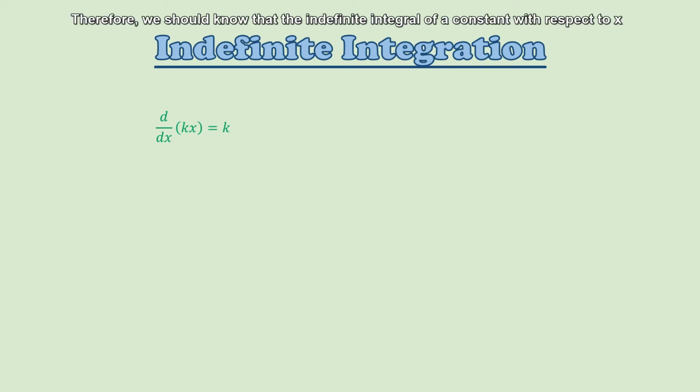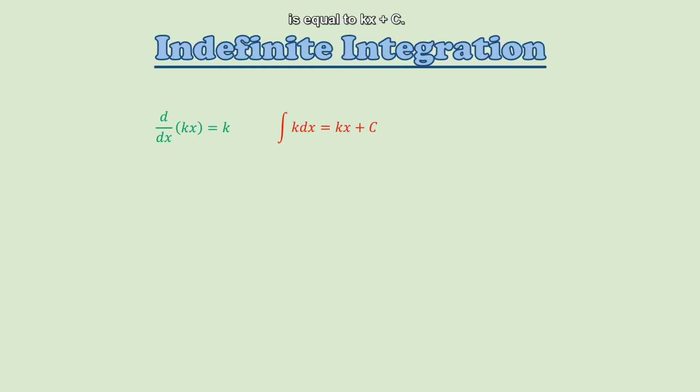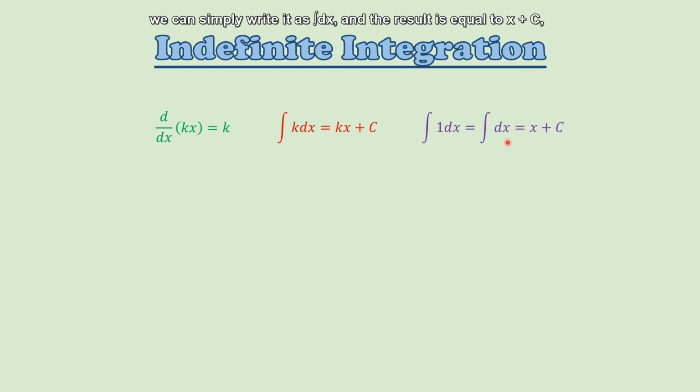Next, let's learn some integration formulas for standard functions. We have learned that the derivative of kx is equal to the constant k. Therefore, we should know that the indefinite integral of a constant with respect to x is equal to kx plus c. In particular, when a constant is equal to 1, we can simply write it as integrate dx, and the result is equal to x plus c.